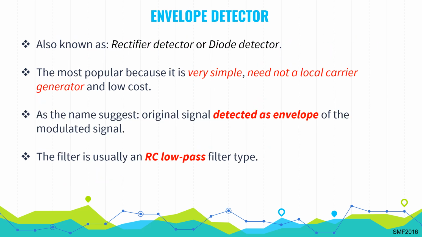The envelope detector is one of the most popular methods for demodulating AM signals. It's also known as a rectifier detector or diode detector. The envelope detector is popular because it's simple, low cost, and doesn't require a local carrier generator. As the name suggests, the envelope detector detects the envelope of the modulated signal, which corresponds to the original information signal. The filter used in an envelope detector is typically an RC low-pass filter, which removes the high-frequency carrier and leaves behind the low-frequency information signal.